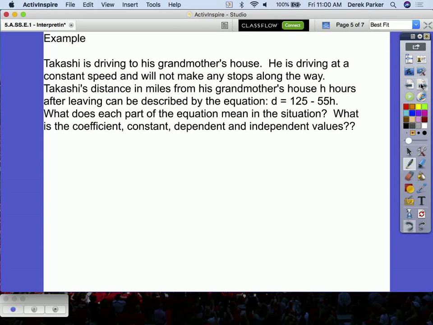What does each part of the equation mean in the situation? What is the coefficient, constant, dependent, and independent values?